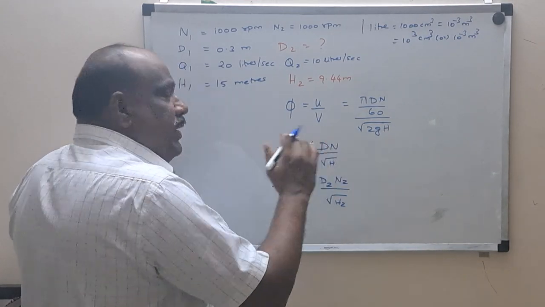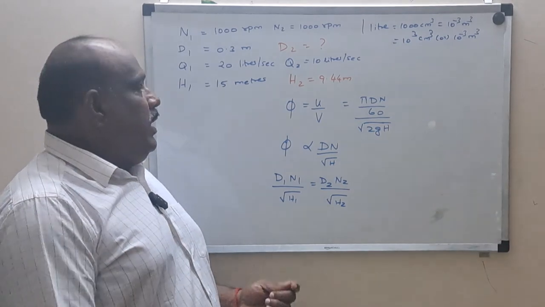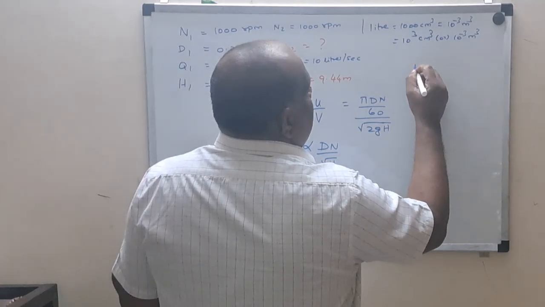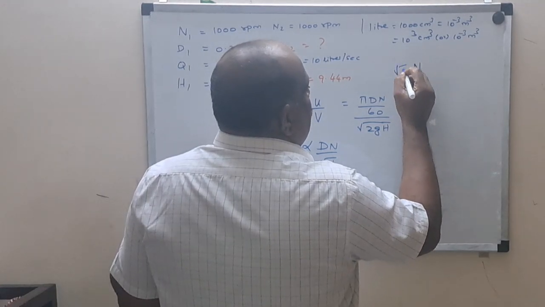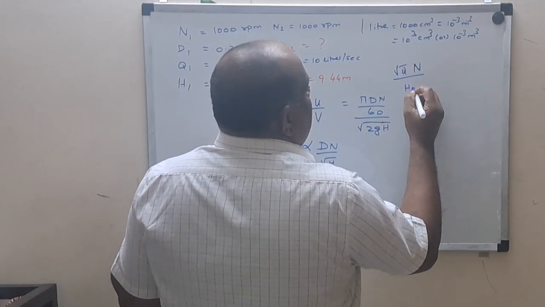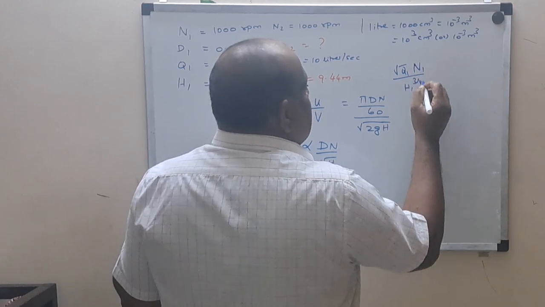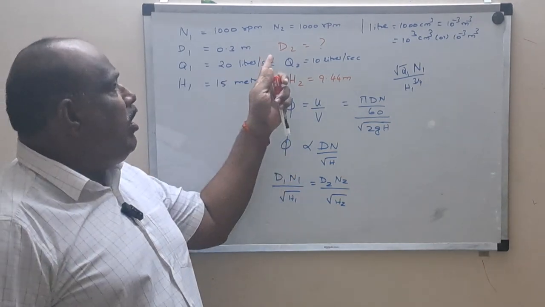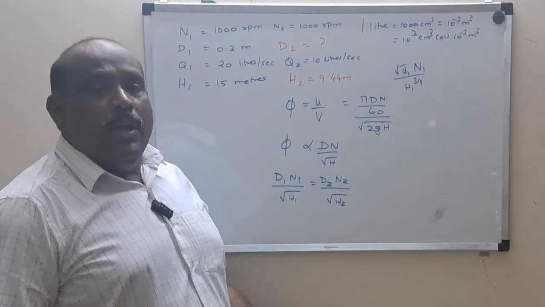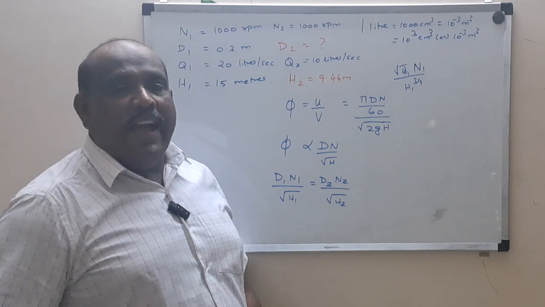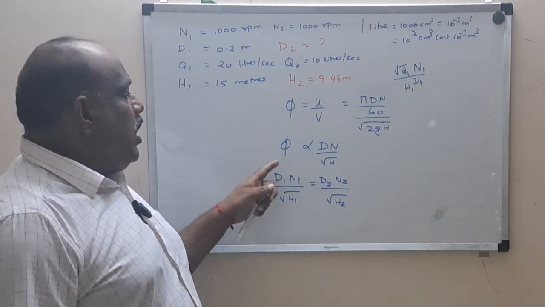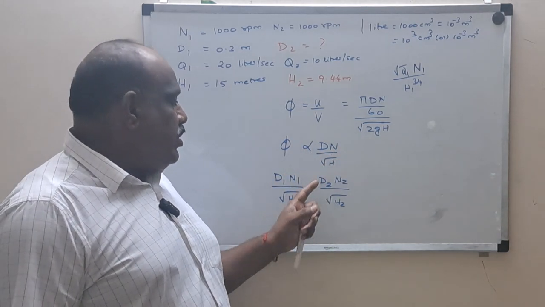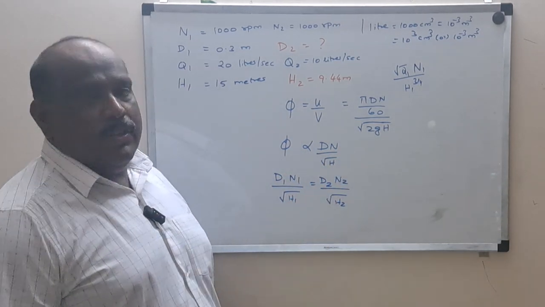Now I'm stopping here. Why I'm stopping here: in the previous expression of specific speed, where Ns is equal to square root of Q into N by H to the power 3 by 4, this term doesn't have any diameter. But we want to now find the diameter. So you try to go for some expression which will have the diameter also. So I have taken this expression. We found that D1 N1 by square root of H1 will be equal to D2 N2 by square root of H2.